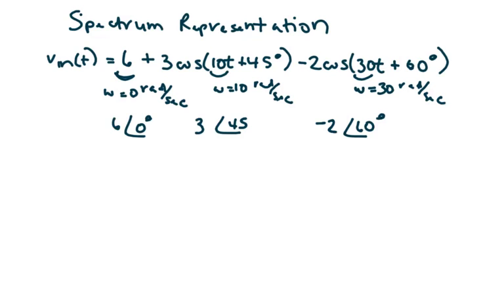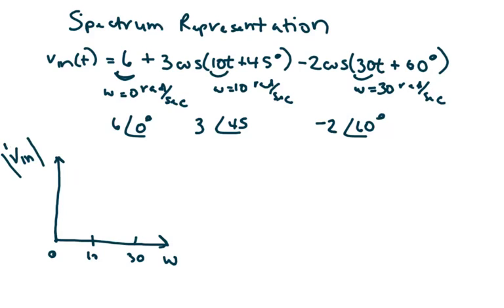So now we can create the magnitude spectrum. All right. So for each of the frequencies represented, we had 0, we had 10, and we had 30. So the magnitude, which is Vn, okay, we have 6 from the DC component, we have 3, and we have 2.